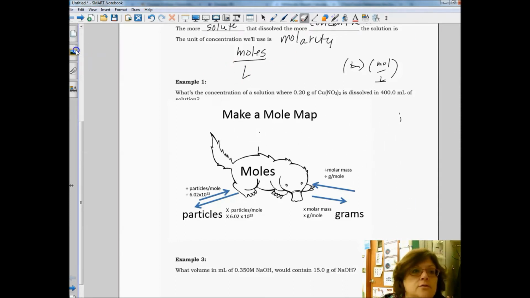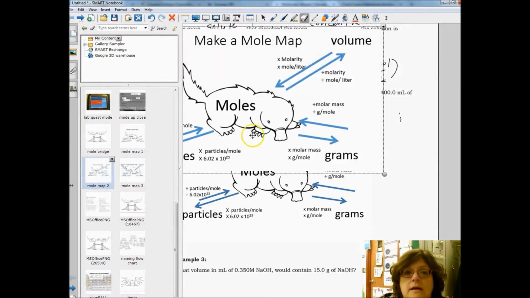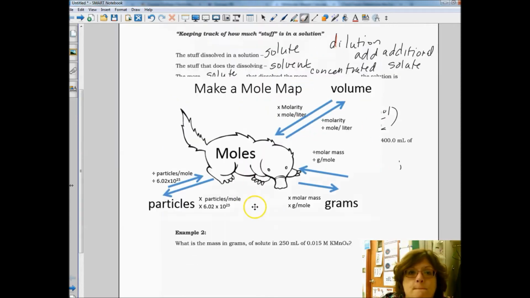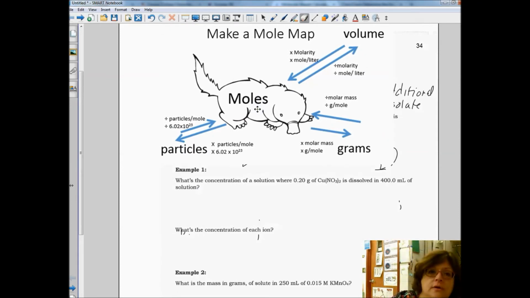And I'm going to bring up a different picture that has it already in there, and we'll set that here. The only thing not on this picture was moles divided by volume gives you molarity.